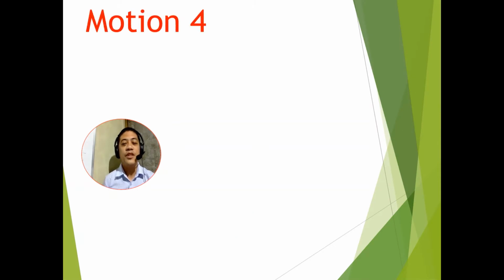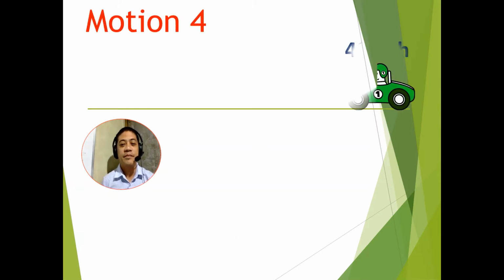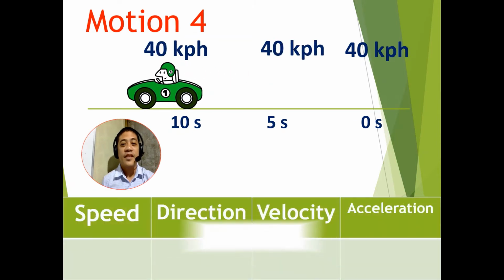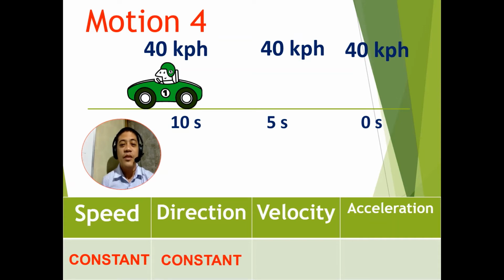Okay, here comes motion number 4. How will you describe now the speed? Obviously, the speed is constant. And its direction is also constant. What will be its velocity? Is it changing or constant? Since both speed and direction are constant, the velocity is also constant. Since the velocity is constant, is there an acceleration or no acceleration?